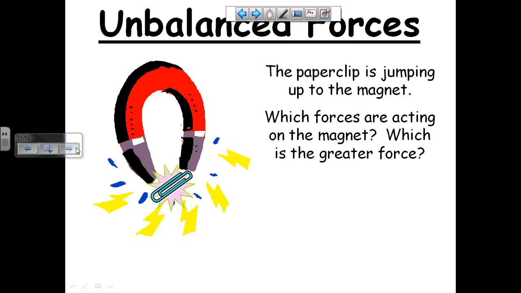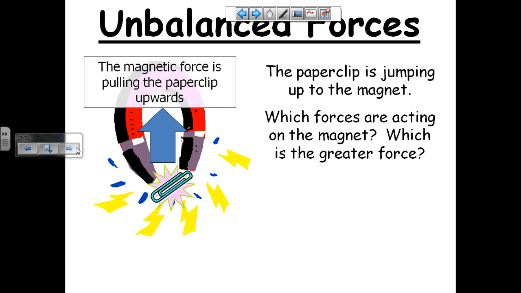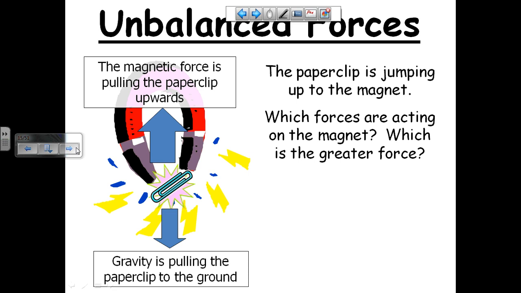You have paper clips jumping up to the magnet. Which forces are acting on the magnet? Which is the greater force? Of course, we have the magnetic force, which is pulling the paper clips upward, but you also have the force of gravity, which is pulling the paper clips to the ground. However, in this scenario, you can clearly see that the bigger force is the magnetic force.